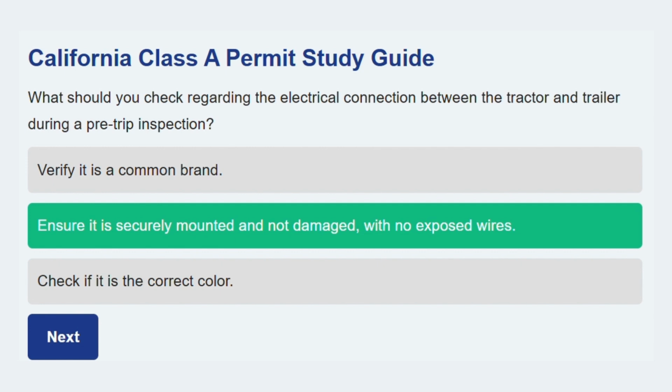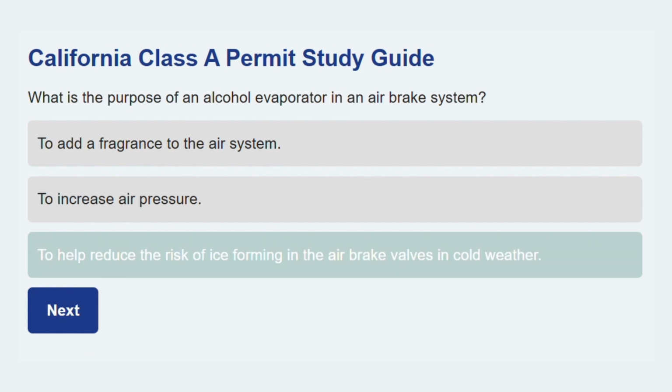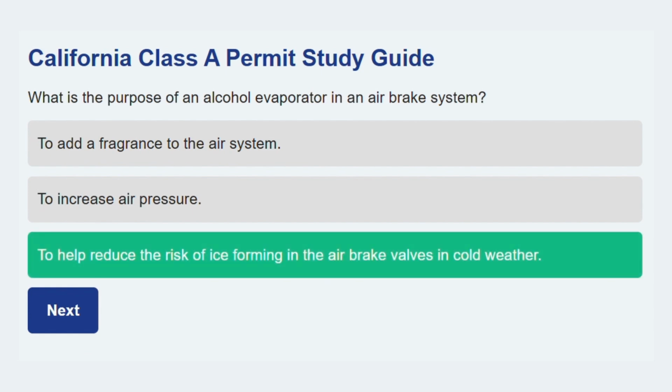Okay, what's next? What is the purpose of an alcohol evaporator in an air brake system? To help reduce the risk of ice forming in the air brake valves in cold weather, it injects alcohol vapor into the air system to prevent freezing.